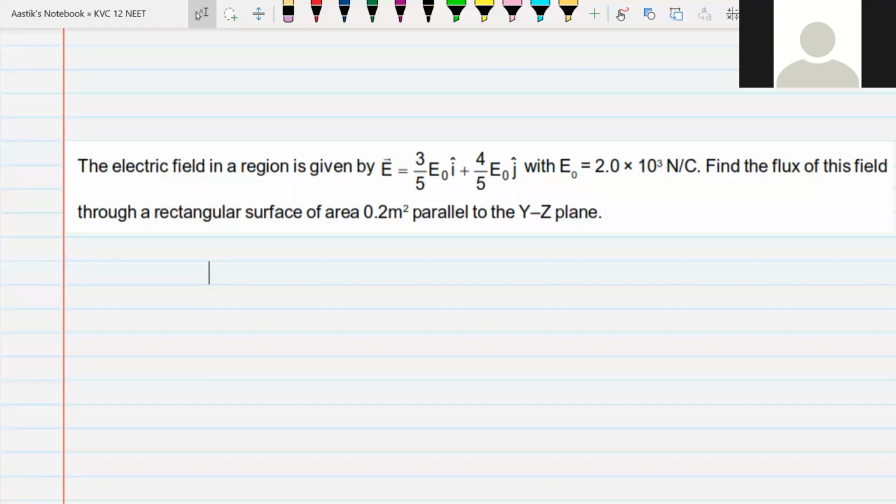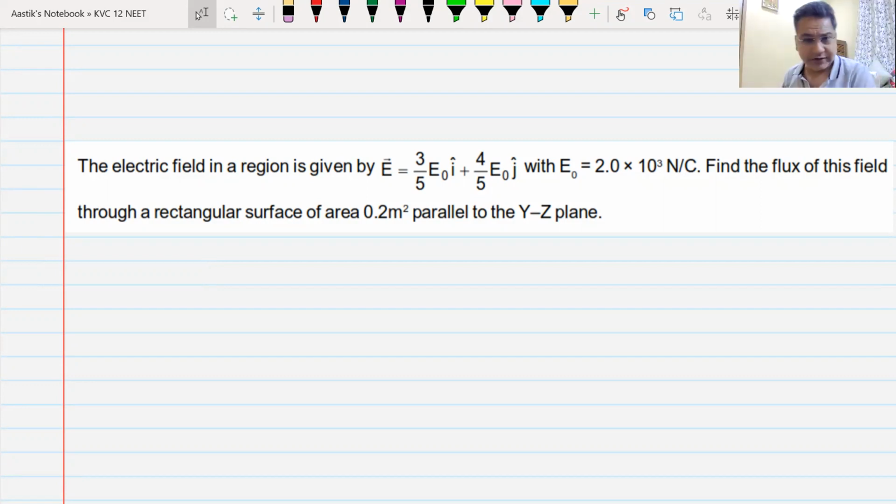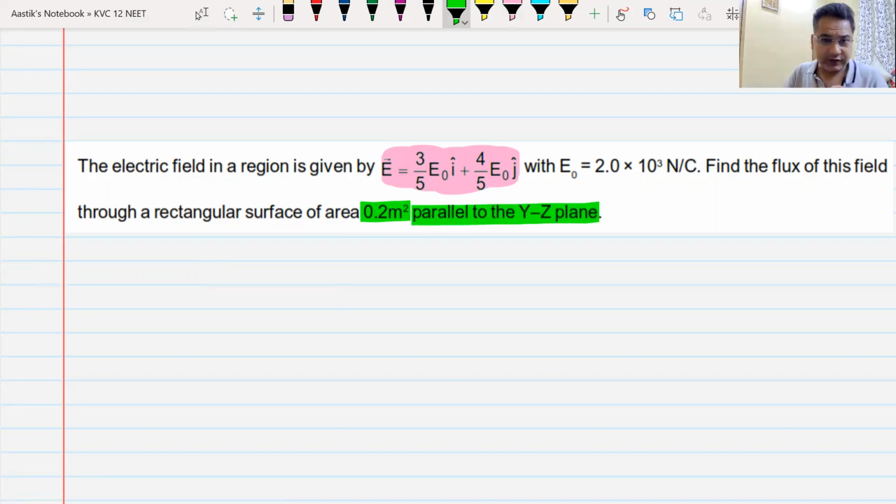Well, shall I do it? How are you supposed to do this? It's very simple. See, your electric field is given in the vector form. Your area is given as 0.2 meter square. It is given parallel to the YZ plane. Remember, it is given parallel to the YZ plane.